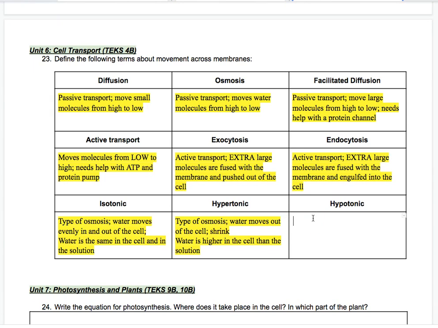So it's going to cause the cell to shrink. Finally, we have hypotonic. Again, it's another type of osmosis. Here we have water moving into the cell.